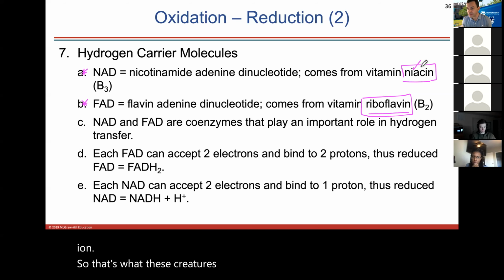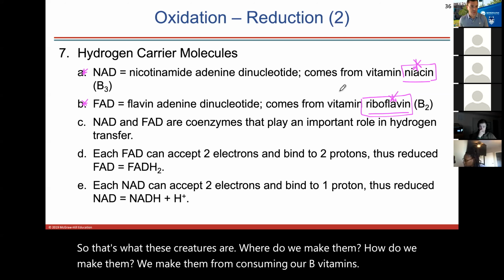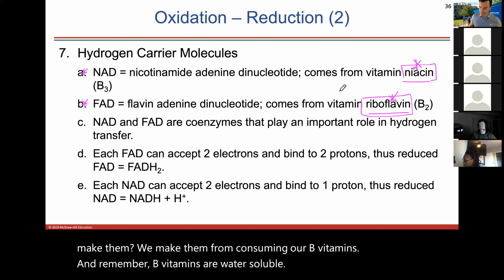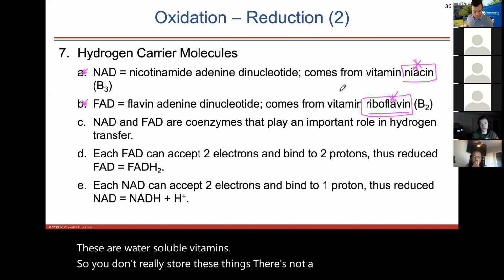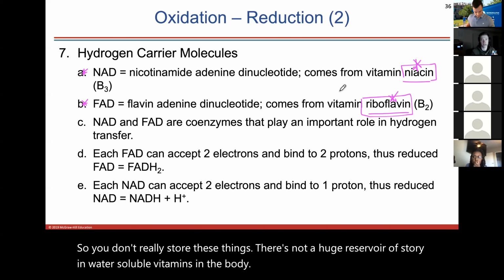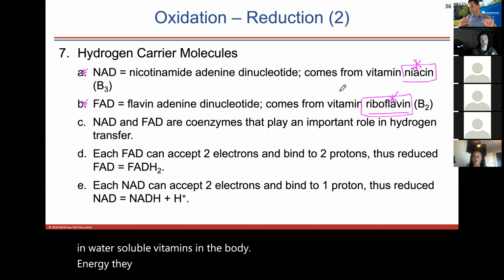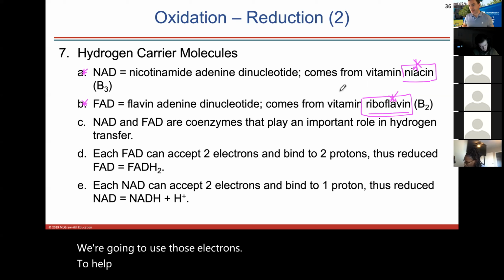Where do we make them? How do we make them? We make them from consuming our B vitamins. And remember, B vitamins are water soluble. Okay? These are water soluble vitamins. So you don't really store these things. There's not a huge reservoir of storing water soluble vitamins in the body. So they just like to transport energy. They transport electrons. And we're going to use those electrons to help harvest energy in that electron transport chain.